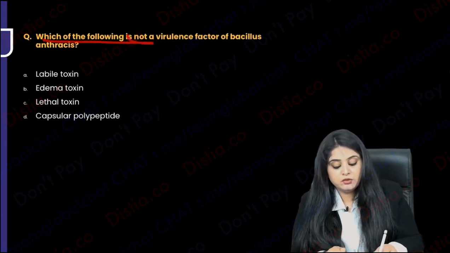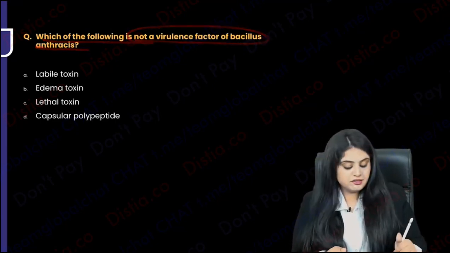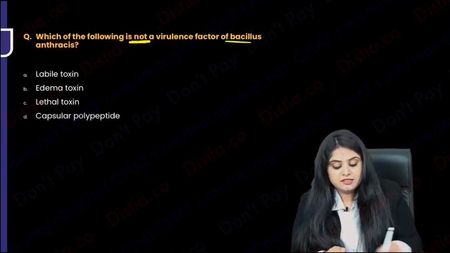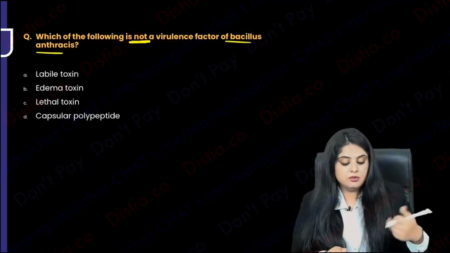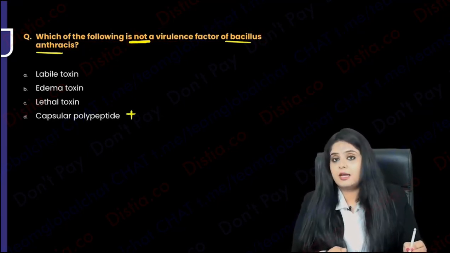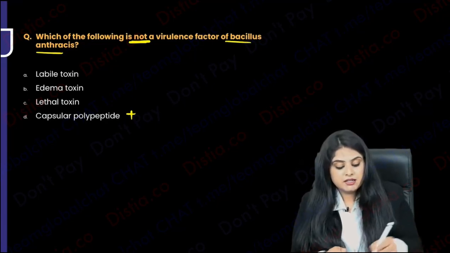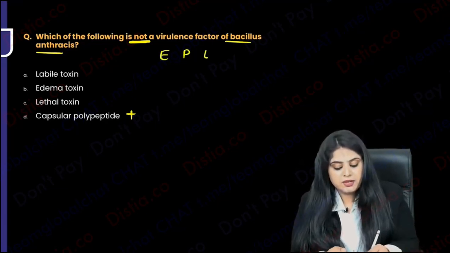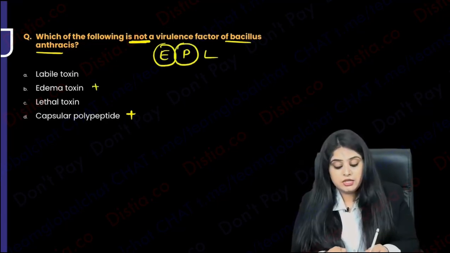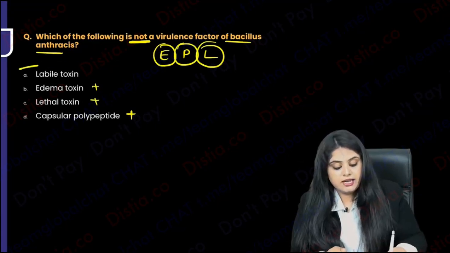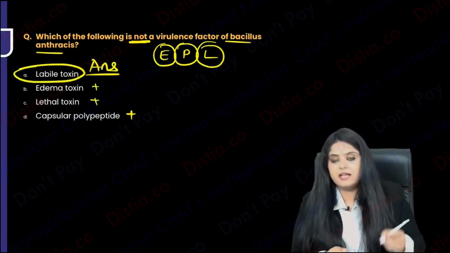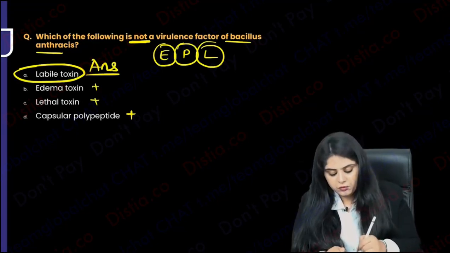Which of the following is not a virulence factor for Bacillus anthracis? For Bacillus anthracis, the capsule is there. Capsule is written, the capsular polypeptide it is. But regarding the toxin, it was English Premier League: edema factor, yes. Protective factor, yes. Lethal factor, yes. Labile factor is nothing, this is made up. This is nothing. Okay, let's move on.